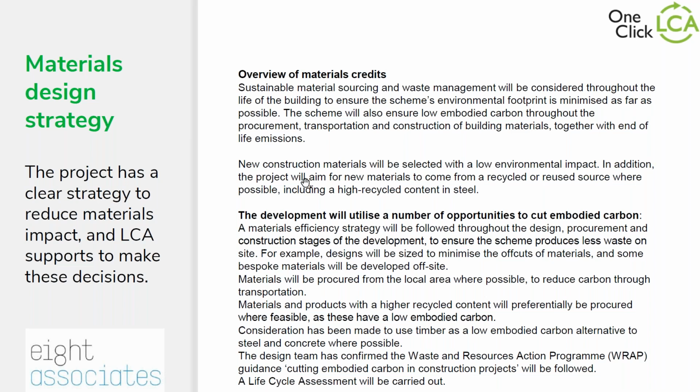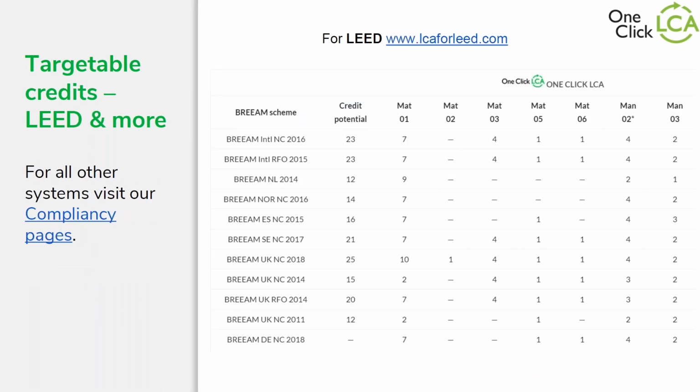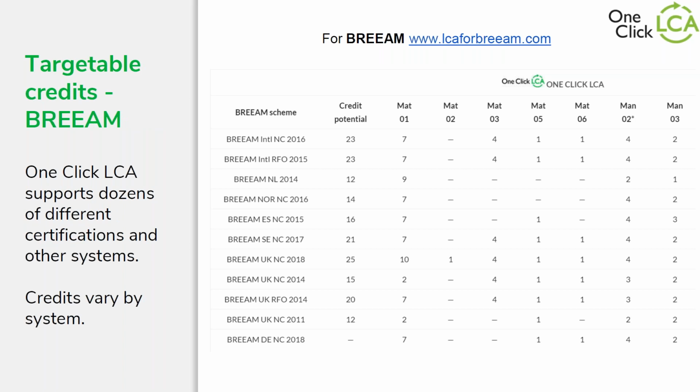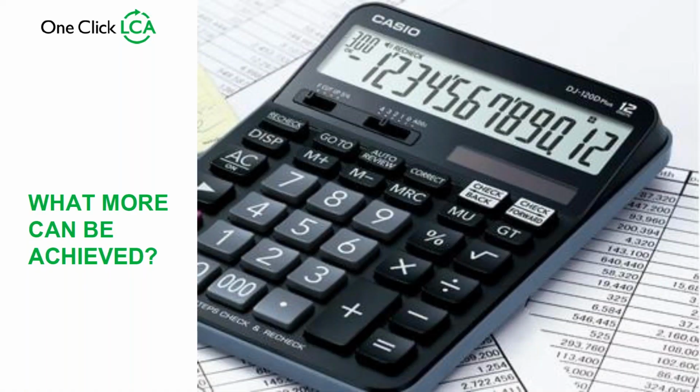They have a preference for procuring products with higher recycled content. I'm going to show you how that's helped by the One Click LCA database and what other options it enables. I'm not going to go through all the credit tables, so those can be found on our website. And the credits vary really by different schemes, so that's going to be covered online.